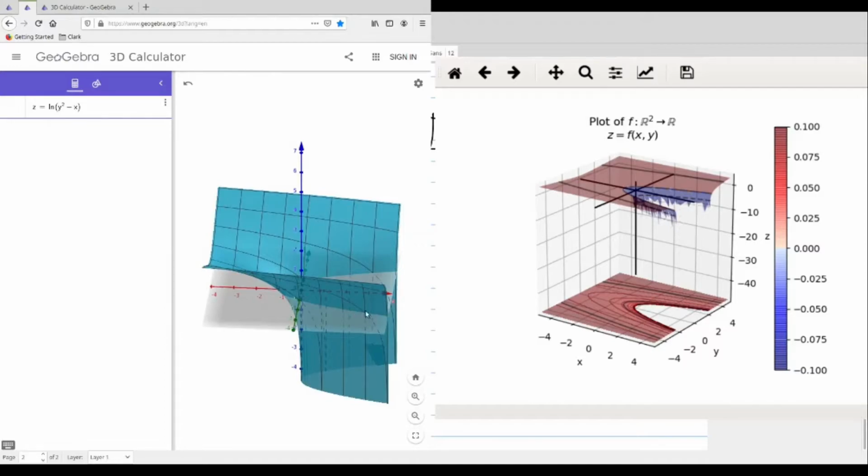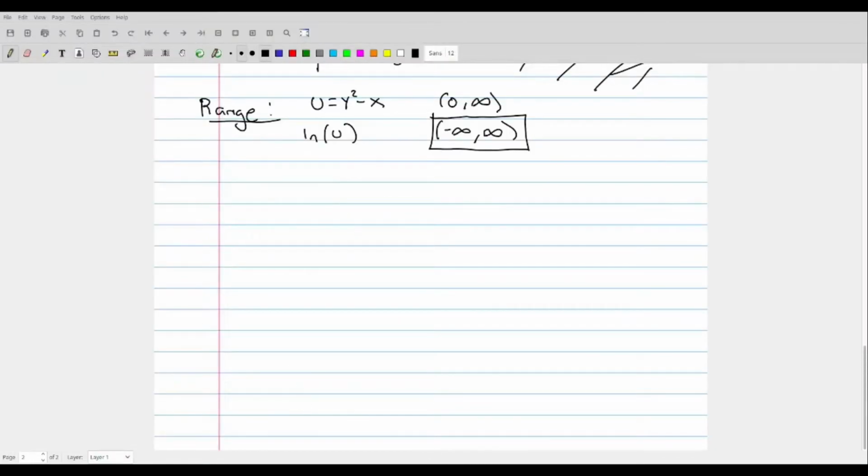This is neat. It's a cool example. So we have another example that I'll go over. The next example is going to be finding the domain and range for a function of 3 variables.